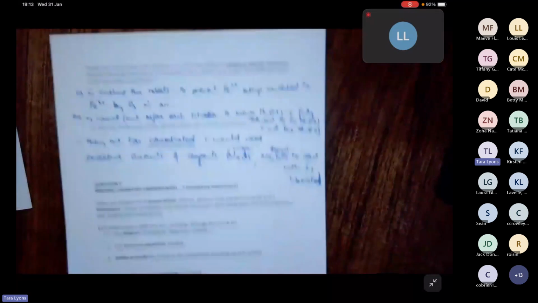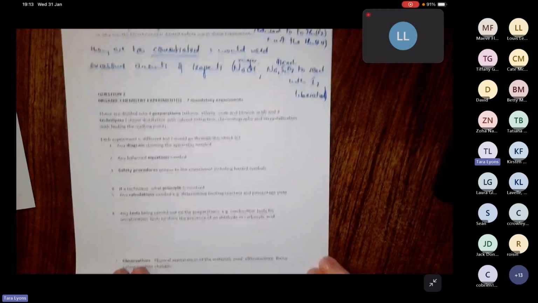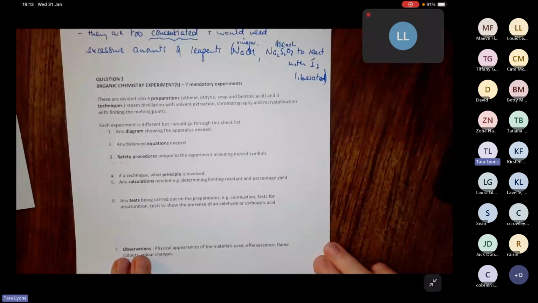So how do you get good at question one? You practice it. You look at your questions, even if you're not doing them in school necessarily, you can go home, you have access to the marking schemes, and you can see exactly what is needed in terms of the calculation, in terms of the general procedures, and in terms of what are the questions unique to each experiment. Question 2 is on organic chemistry, and there are 7 experiments, and they're divided into 4 preparations.